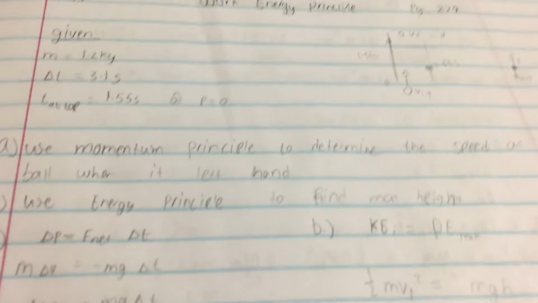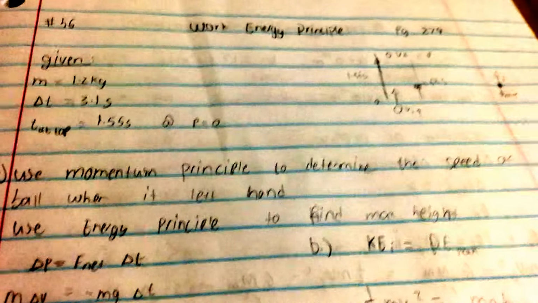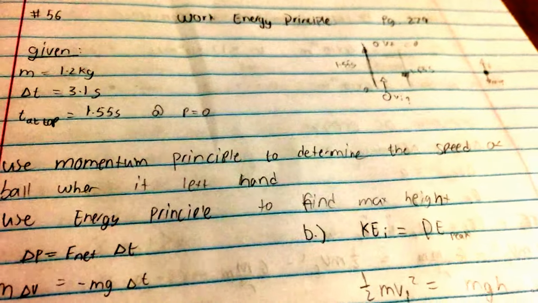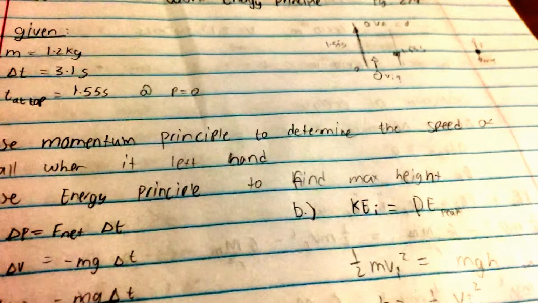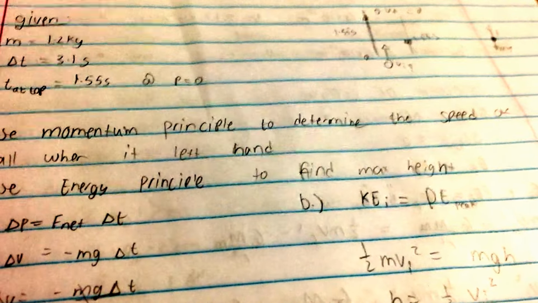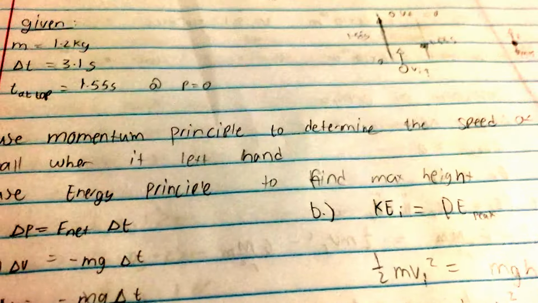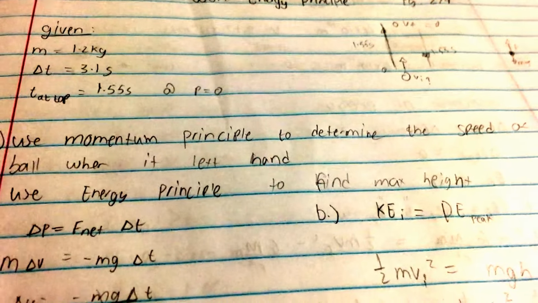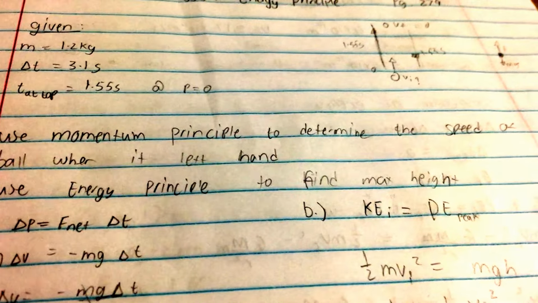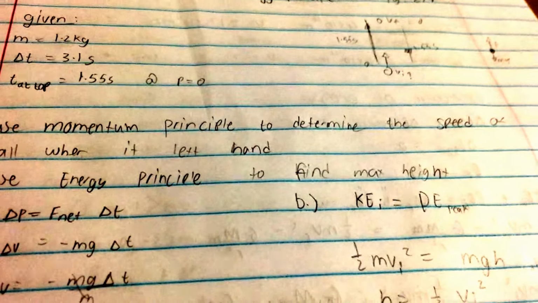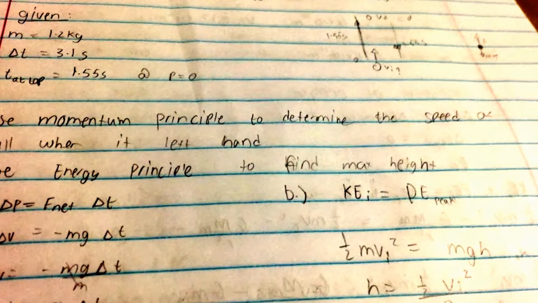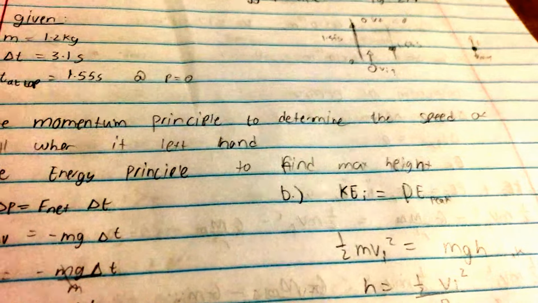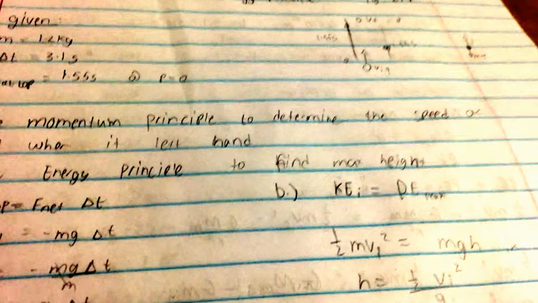So the following is number 56 on page 279. And the problem was you throw a ball of mass 1.2 kilograms straight up. You observe that it takes 3.1 seconds to go up and down, returning to your hand. Assuming we can neglect air resistance, the time it takes to go up to the top is half of the total time, 1.55 seconds. Note at the top the momentum is momentarily zero.